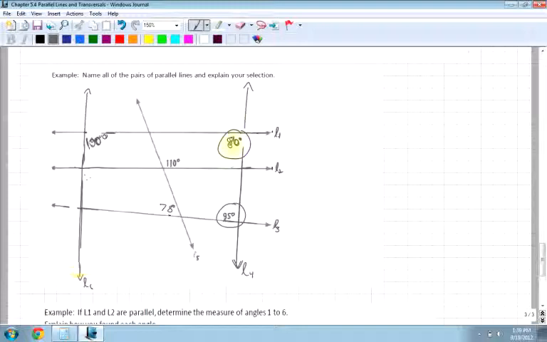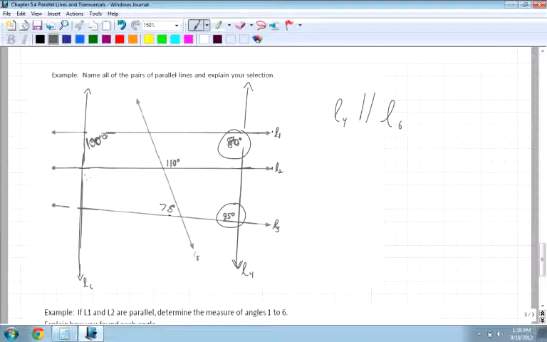So therefore, if I have 80 and 100, those are both supplementary angles. And they're also both interior angles on the same side of the transversal. That would be this line here. So I know that line 4 is parallel, that's the sign for parallel, to line 6. Or you could just say line 4 and line 6.